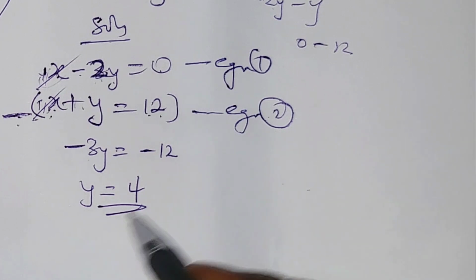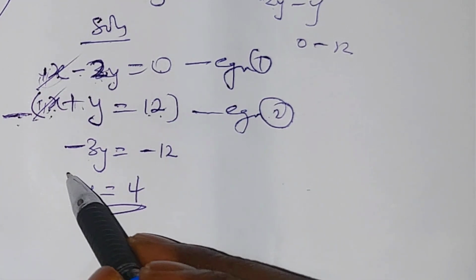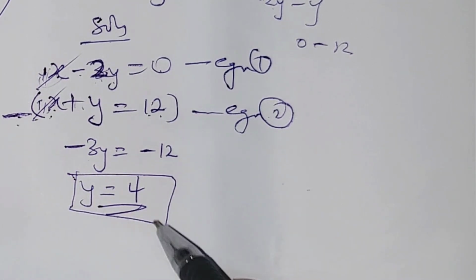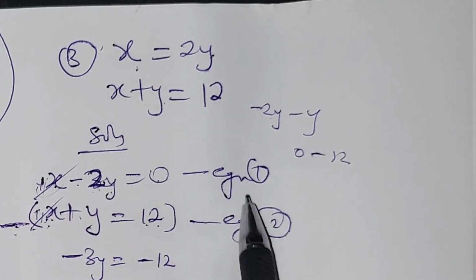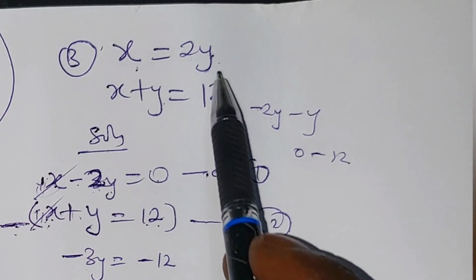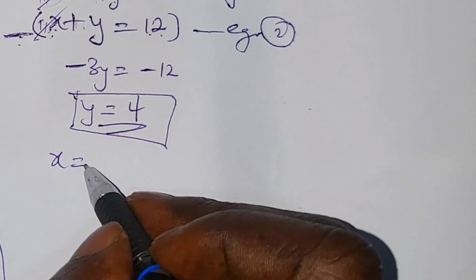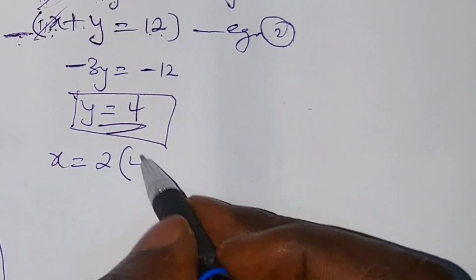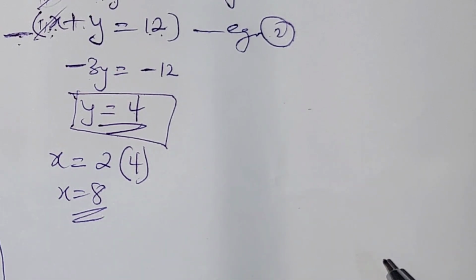So let's move on to the next one. Let's see how we're going to solve for the x. Now that we have found what y is, we're going to substitute y equal to 4 in any of the equations. We can decide to substitute it into equation 1 or equation 2. This is equation 1, and this is the same as equation 1. I would like to substitute it into this so that it becomes easier for us to solve. So we're going to have x equals 2 into brackets, y is 4. So x becomes 8. Very simple. Hope you get it.